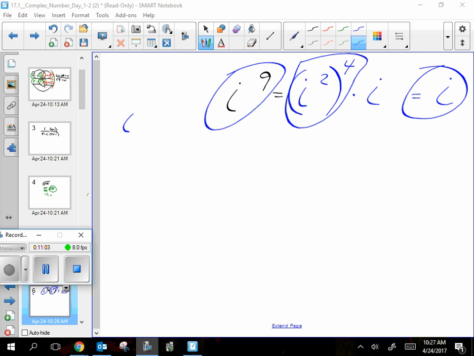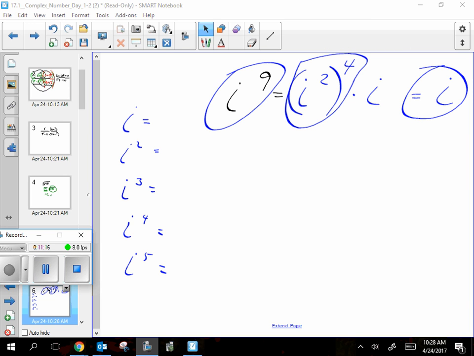I'd like you to figure this pattern out by doing i squared, i to the 3rd, i to the 4th, and i to the 5th, and I think you will see the pattern and how it starts to repeat. Pause for a second while you try that.